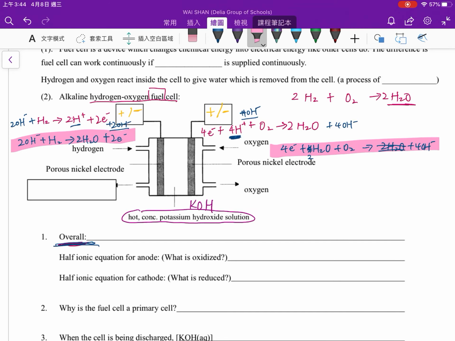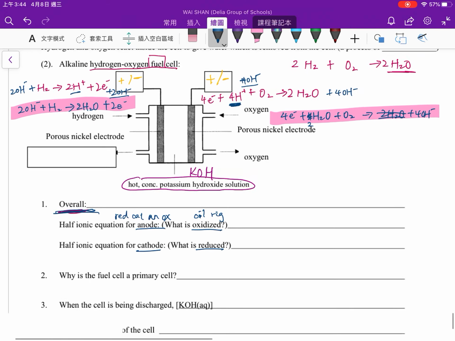By looking at these 2 half equations, you can find out whether it is anode or cathode, right? And then you can find out whether it is undergoing oxidation or reduction. Do you still remember, by considering OIL RIG and by considering RED CAT and AN OX, right?